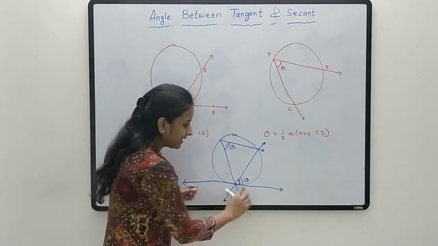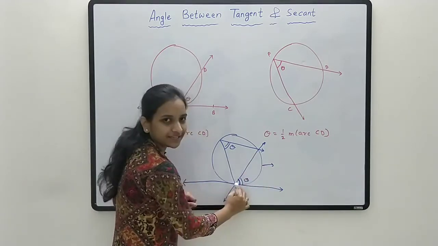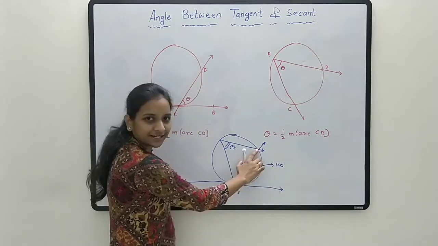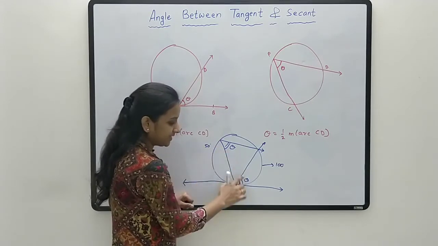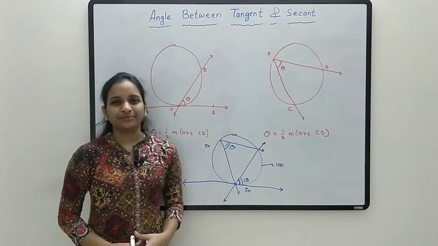Just take one example. Say this angle is 50 degrees, then the measure of this arc is double of it, 100 degrees. If the measure of this arc is 100 degrees, then this inscribed angle is also 50 degrees. So this angle is equal to this angle. Okay. Now let's solve one problem.